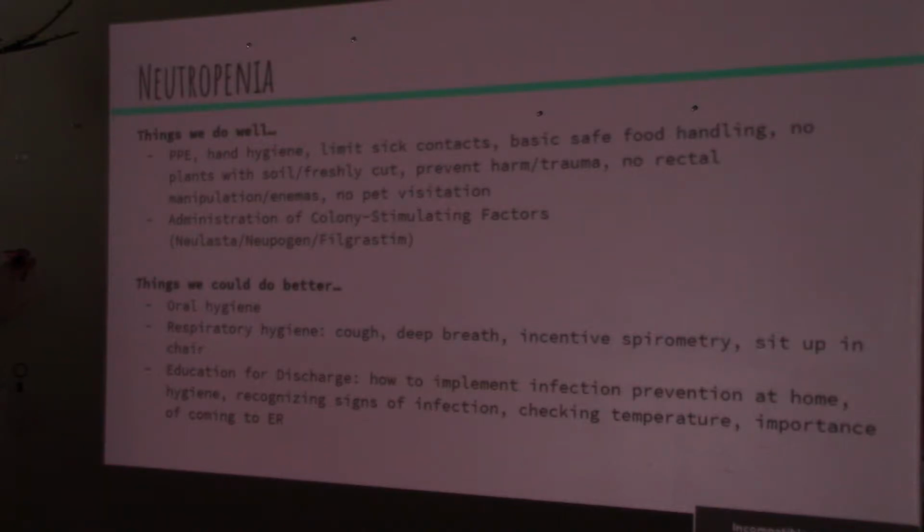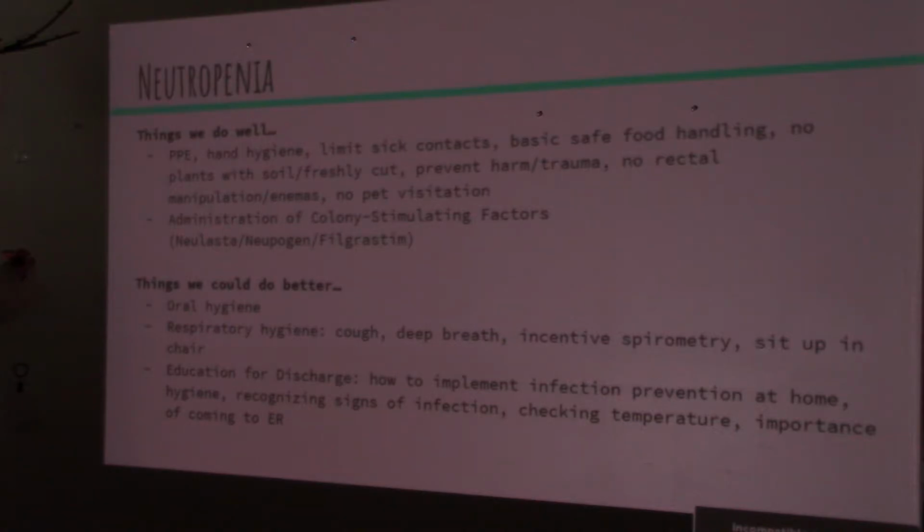So things we do well here at Northern Westchester, we always do our PPE, our hand hygiene, limiting sick contacts. And I think when patients are neutropenic, we're especially careful of this because we know how vulnerable they are. We do basic safe food handling, no fresh plants in the room. We try to prevent harm and trauma, no pet visitation.